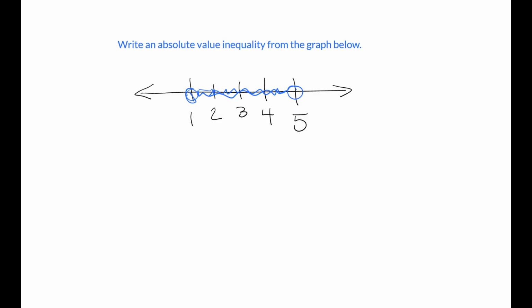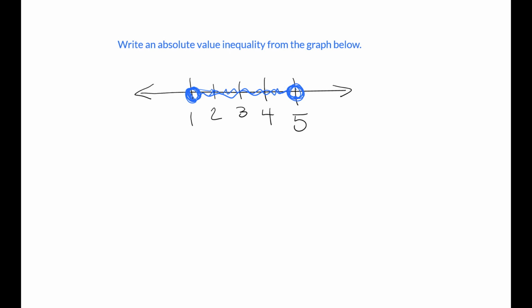This is the last problem for this section. All right, write an absolute value inequality from the graph below. So they're going to give you a picture of a graph, and from that you write an absolute value inequality. This is supposed to be an open circle on 1 and an open circle on 5, and everything in between is shaded. That's all they give you.